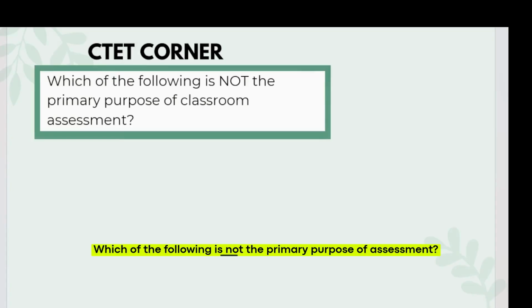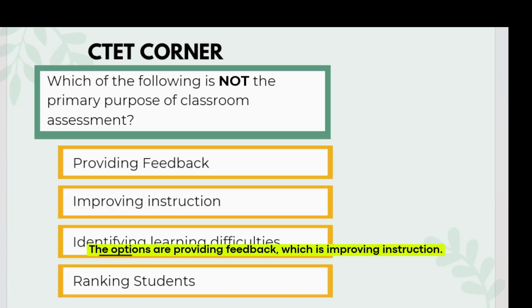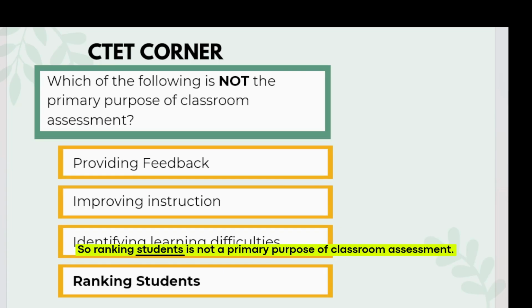Which of the following is not the primary purpose of assessment? So this is a negative question. I've seen many students, when they are answering such a question, miss out on the word not. So which of the following is not the primary purpose of classroom assessment? The options are providing feedback, improving instruction, identifying learning difficulties, and ranking students. Providing feedback, yes, that is. Improving instruction, yes, that is. Identifying learning difficulties, yes, that is. So ranking students is not a primary purpose of classroom assessment.